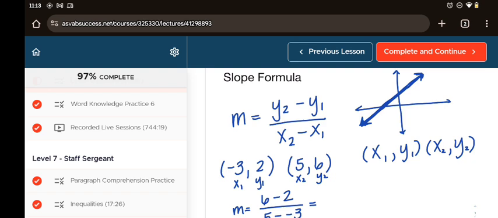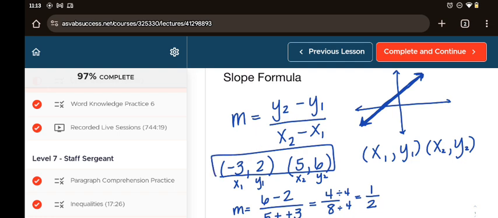Now we're going to simplify this. 6 minus 2 gives me 4. 5 minus -3: when we subtract a negative number, it's like the negatives cancel each other out, so this becomes 5 plus 3, which is 8. Because it is a fraction, I can simplify by dividing by 4, top and bottom, and I'm left with 1/2. So the slope of the line between these 2 points is positive 1/2. A slope can be positive, a slope can be negative. As long as it's simplified, the sign is okay.